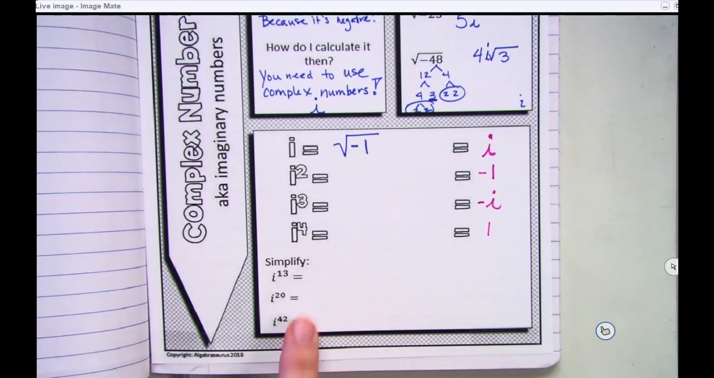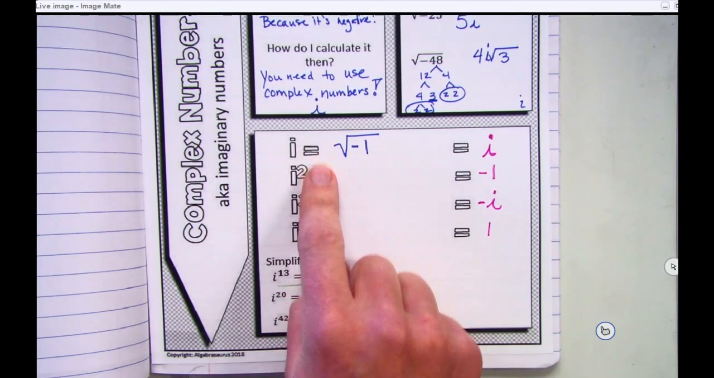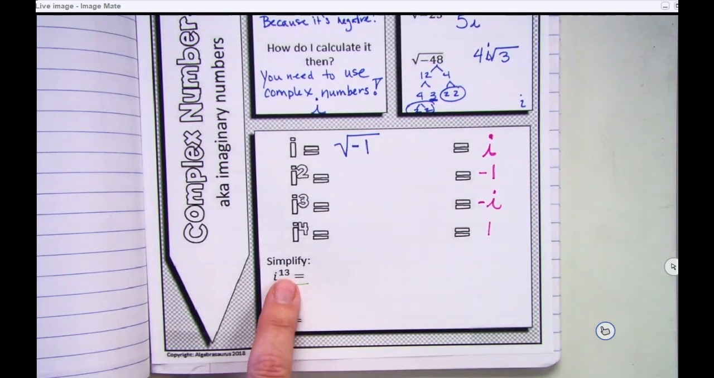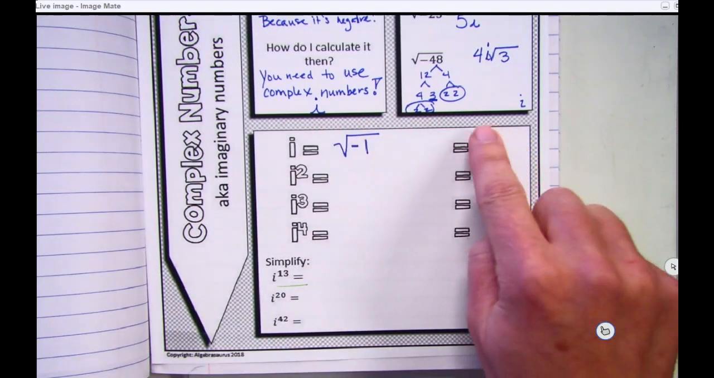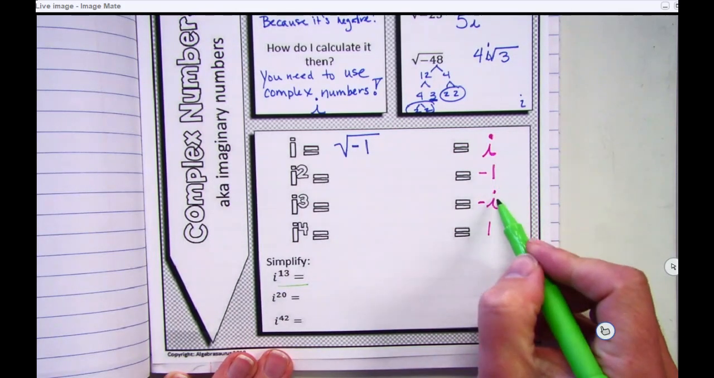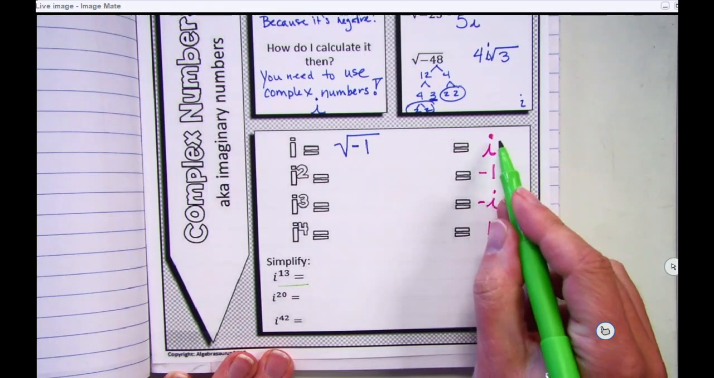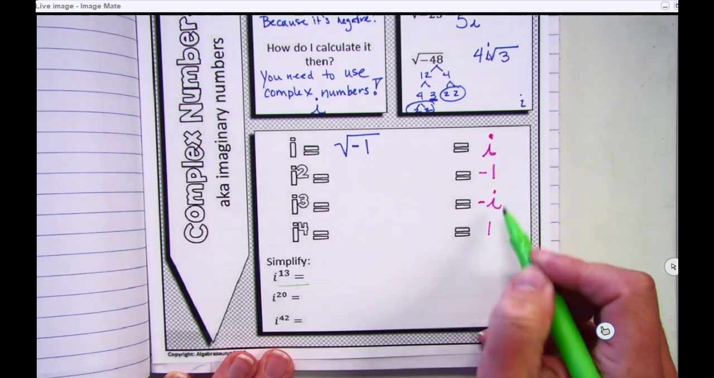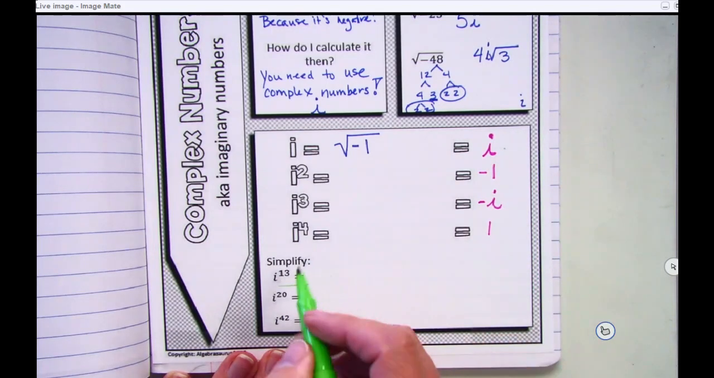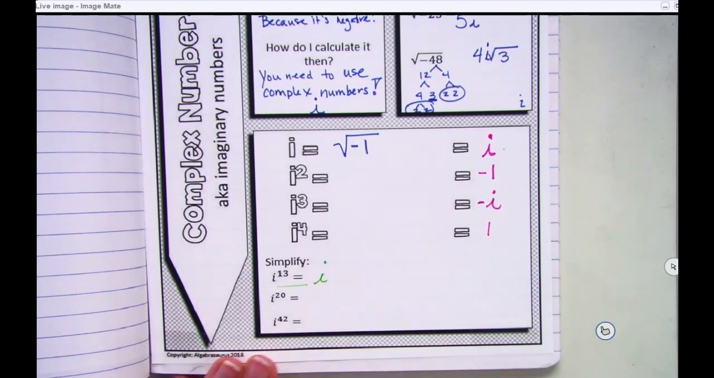So you will be asked today in your homework to simplify. There are a couple of different ways we can do this, and I have students that like to do it the long way every year. How many choices do we have? How many options? Only 4. This says i to the 13th. So what happens is these repeat themselves. So if this is i to the 1st, 2nd, 3rd, 4th, this would be 5th, 6th, 7th, 8th, 9, 10, 11, 12, 13. So i to the 13th equals i.